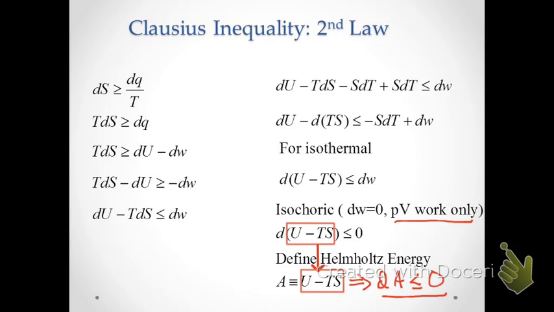Well, if we have an isothermal isochoric process and we want to know whether it's going to occur spontaneously according to the second law, we very simply calculate the change in the Helmholtz energy for that process. If we find that it's less than 0, we know the process will occur spontaneously. If it's equal to 0, we have an equilibrium. We have a reversible process. So we use the Helmholtz energy to determine the spontaneity of a process anytime we have an isothermal isochoric system.